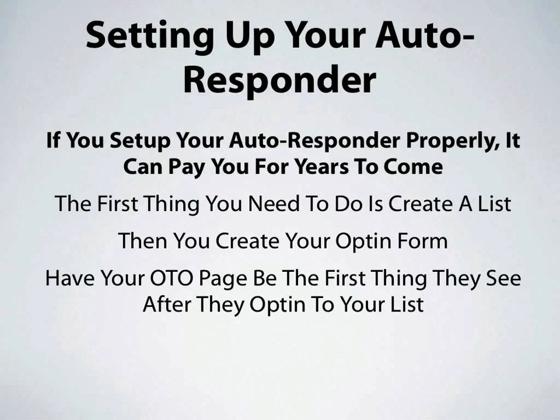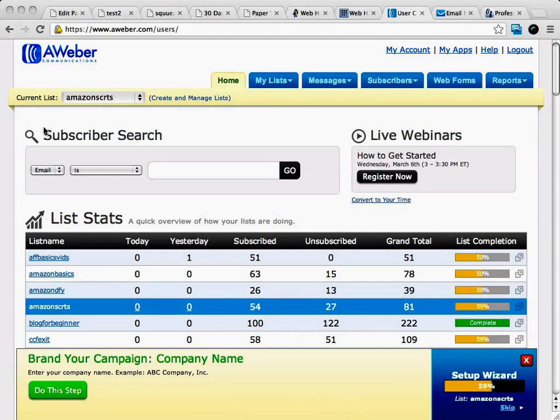And you can do it either through follow-up messages that go out over time or as just straight up broadcast messages where you're going to mail your entire list. So, when you're setting up your autoresponder, the very first thing that you need to do is create a list. So I'll go ahead and show you inside of Aweber just how easy it is.